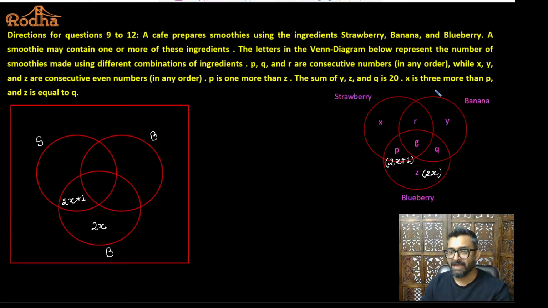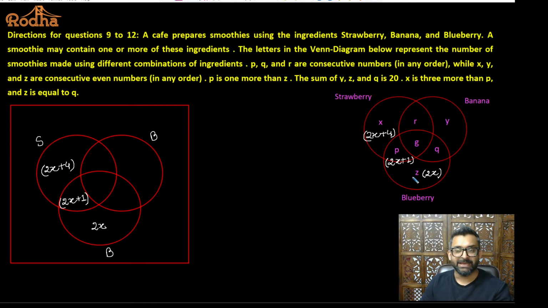What else? X is 3 more than P. If P is 2x plus 1, x कितना होगा? 2x plus 4. Yes or no? X is 3 more than P. If P is 2x plus 1, x will be 2x plus 4. Okay? Am I right? This will be 2x plus 4. Perfect?